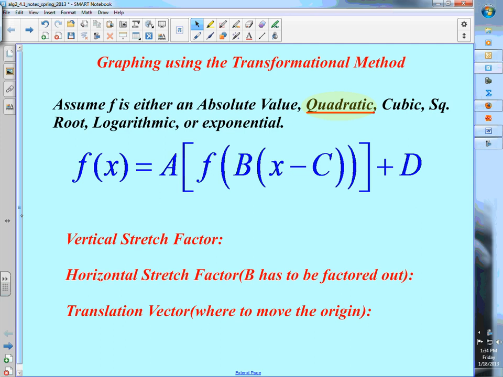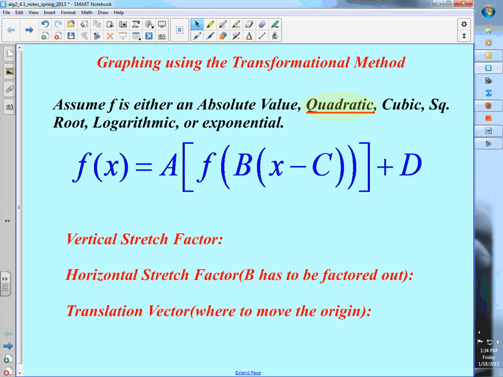We're looking at chapter 4. This is section 1. We're going to be building on our parent graphs. You have a head start because we've already talked about the parent graph y equals x squared. Remember transformational form? And we're looking at absolute values, quadratic, cubic, square root, cube root, etc. This is the day for just quadratics.